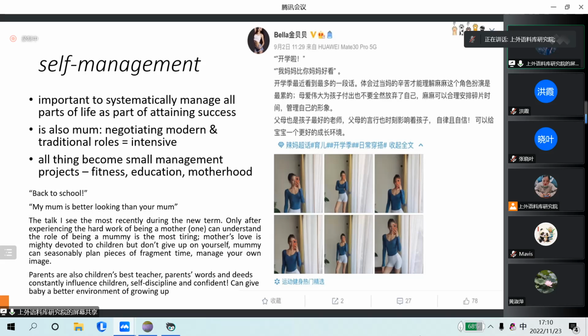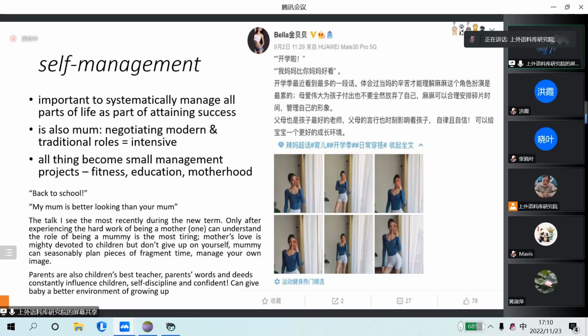Project managing. Parents are also children's best teacher. Parents' words and deeds constantly influence children. Self-discipline and confidence can give a baby a better environment of growing up. Interestingly, the father is absent in this. As a participant, it's just her. And it's important for her to systematically manage all parts of our life. And that way she'll be successful.